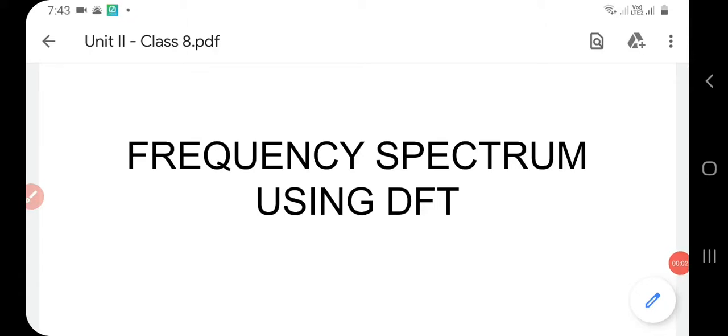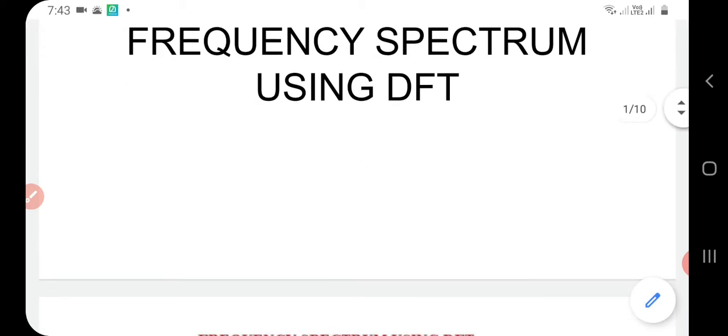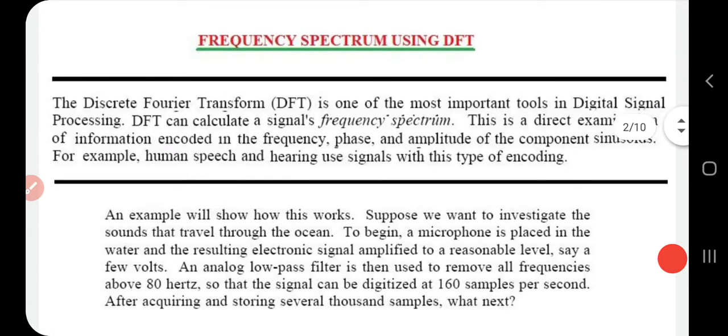Good morning. Today we will learn about frequency spectrum using DFT. We have already studied that DFT is an important tool in digital signal processing. It has got many uses. One is to calculate a signal's frequency spectrum.